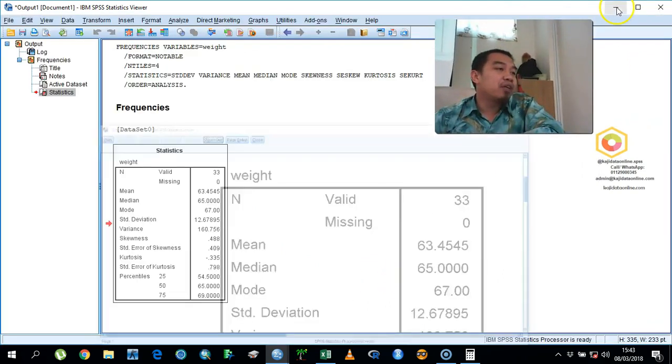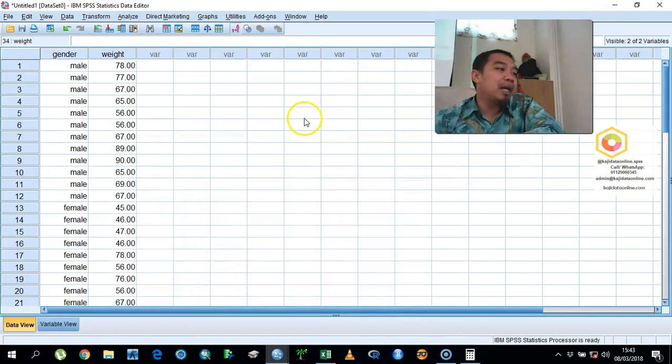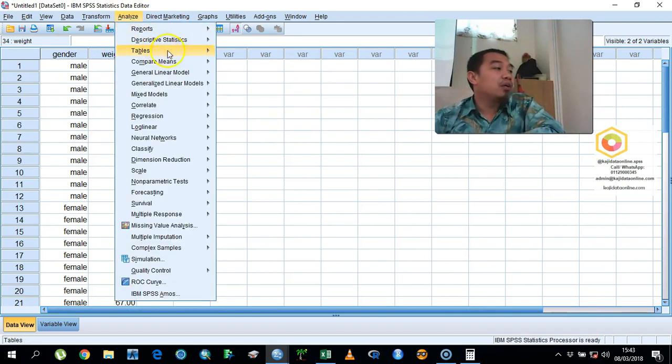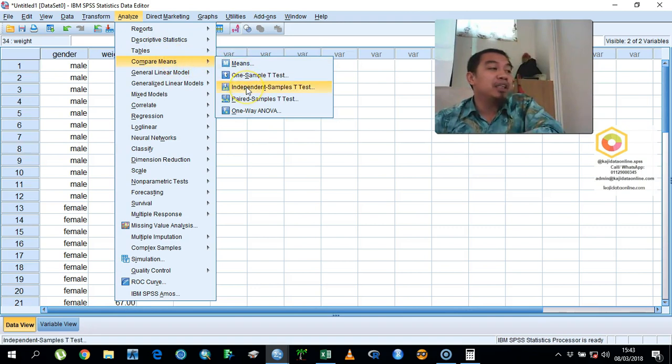So after that, for example, we want to establish a hypothesis testing. Based on my judgment just now, I'm talking about the hypothesis testing, right? So we are going to test by comparing the mean using the independent sample t-test. So you can see here, we got one sample t-test, independent sample t-test, paired sample t-test and one-way ANOVA.